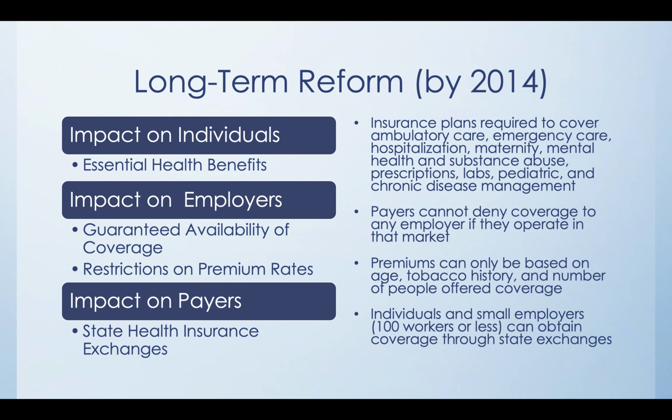Number two, it had another impact on employers in the long term. It guaranteed the availability of coverage. So what it said is payers or insurers cannot deny coverage to certain employers if they operate in that market already. And it also had restrictions on premium rates. So payers could not also increase premiums. The only things premiums could be based on were a person's age, their tobacco history, and the number of people that were offered that type of coverage.